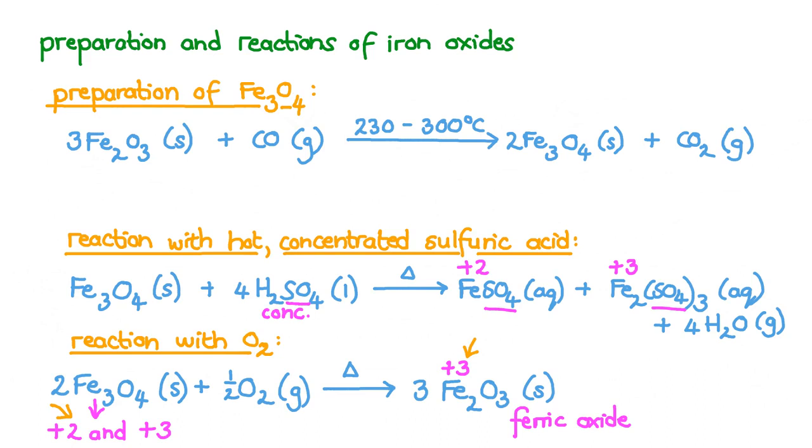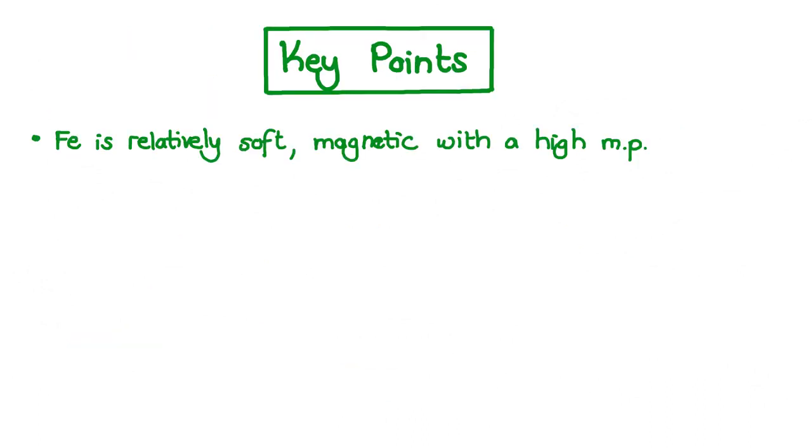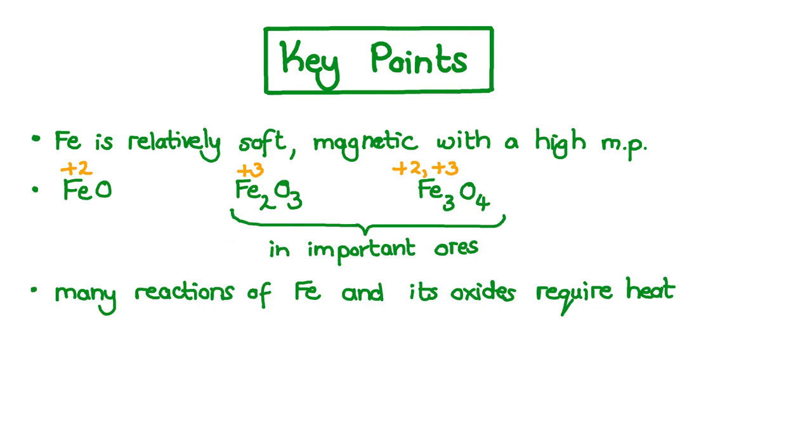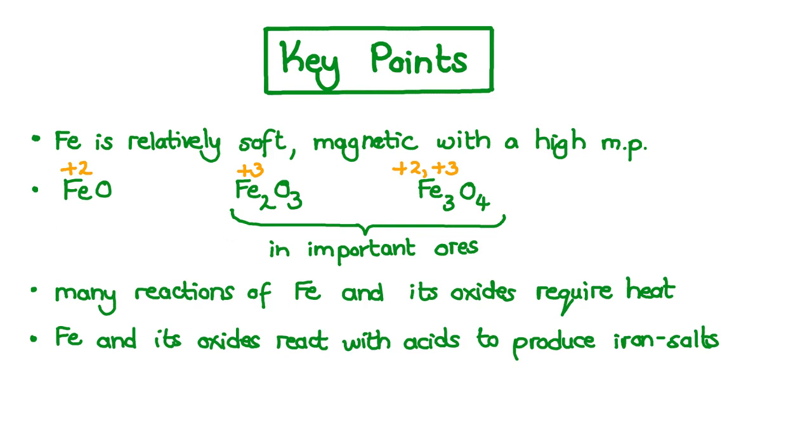Now it's time to sum up everything we have learnt. We learnt about some of the physical properties of pure iron, for example, its relative softness, its magnetic abilities, and its high melting point. We also learnt about 3 oxides of iron: the iron 2 oxide, the iron 3 oxide, and the iron 2,3 oxide, and that the last 2 are found in important ores. We looked at many reactions, too many to list here, but saw that many of the reactions of iron and its oxides require heat energy to occur, and that iron and its oxides react with acids to produce iron salts.